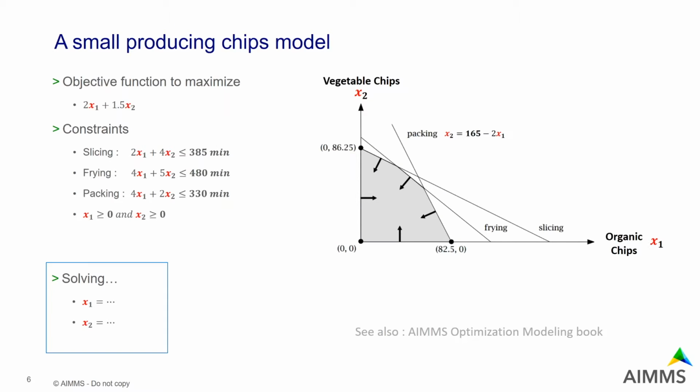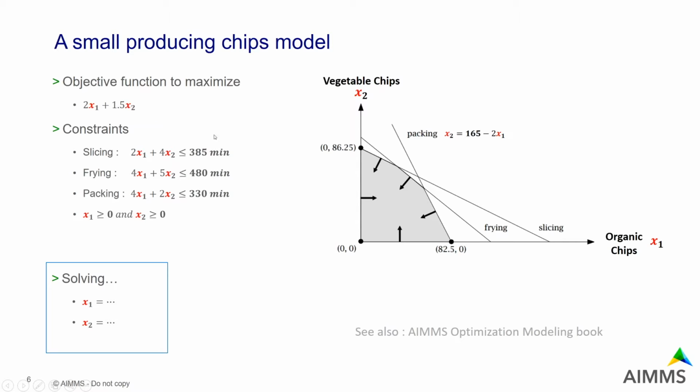Okay, so we will start with a small model to begin, which enables us to re-understand the concepts and how it works with shadow price. So here is a small products and chips model. Here you can see this is a two-variable model. So I have vegetable chips and organic chips that I want to produce during one day. And the selling prices of those chips are here, so $2 per kilo for the organic chips and $1.5 per kilo for the vegetable chips.